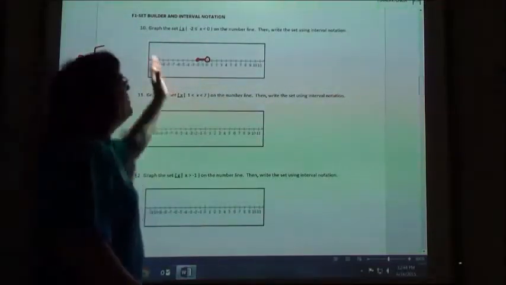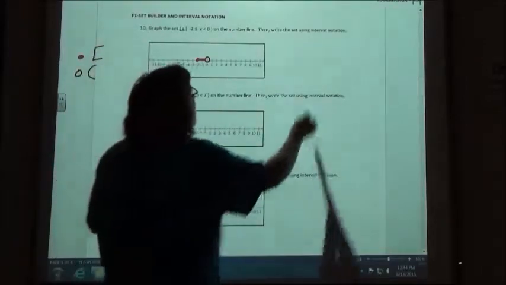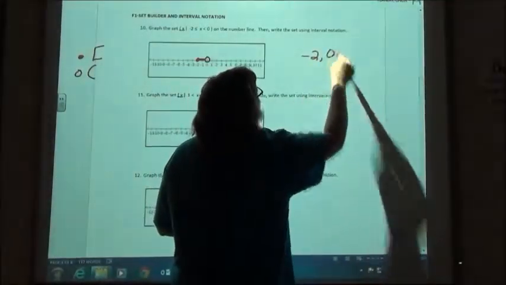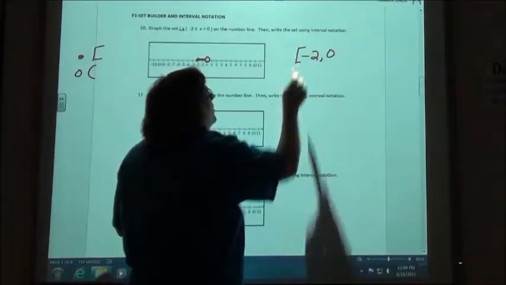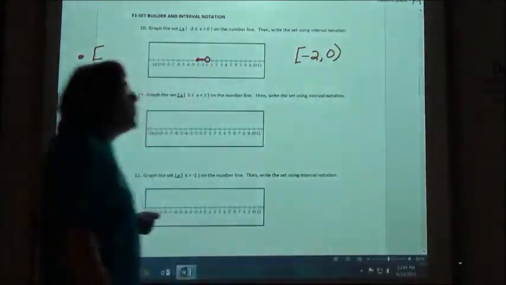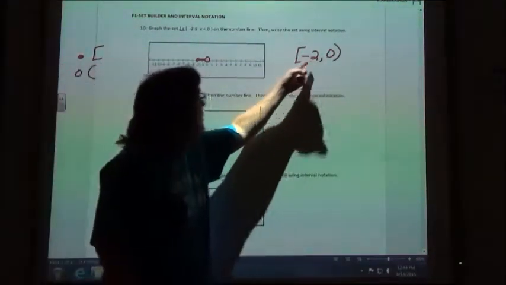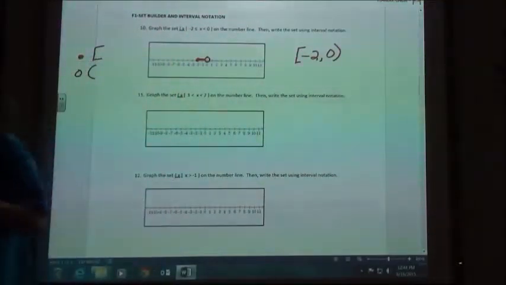So in this case, my interval, as I read from left to right, they will always go from left to right, is that I'm going from -2 to 0. I'm going to have a bracket on the -2 end saying I'm including that number. I'm going to have a parenthesis on the 0 end. I'm not including the 0. So this and this mean the exact same thing, but the second way is a more compact way of writing it.